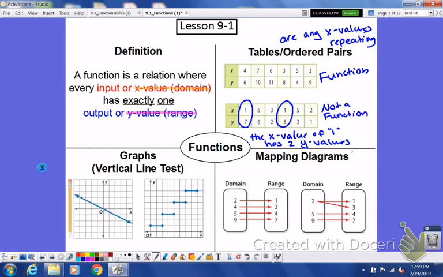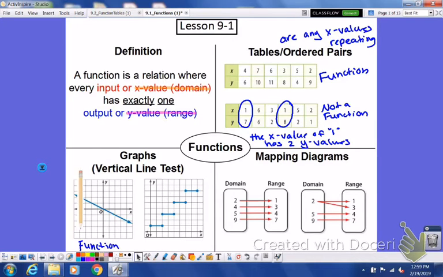Okay, another way we can tell is if we are looking at a graph. We want to do what is called the vertical line test. So vertical, think of your pencil. If you can drag any kind of straight line, in this case a pencil, across the entire graph, and it never hits more than one point at once, then it passes. So the first graph here is a function.